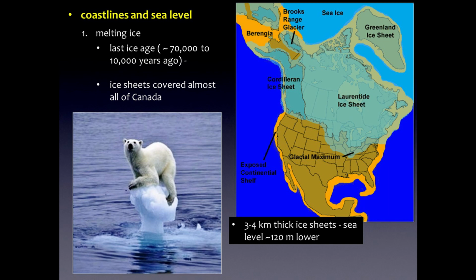So the last ice age, roughly from about 70,000 to 10,000 years ago. Here we saw ice sheets covering almost all of Canada. These ice sheets were thick, about 3 to 4 kilometers thick. And as I've said already, we see that sea level is lowered by 120 meters.